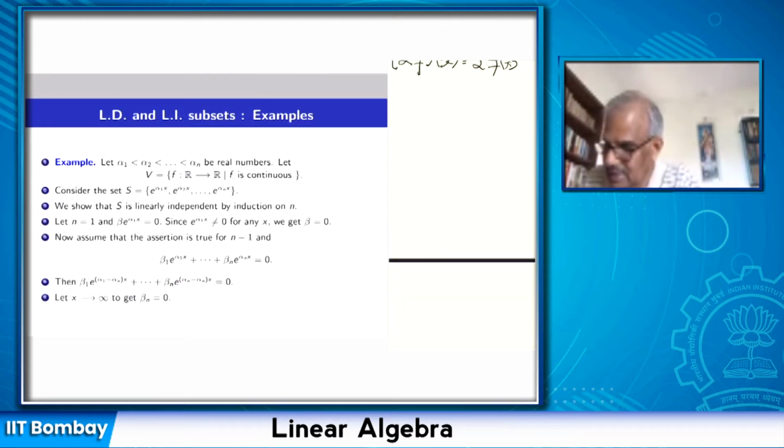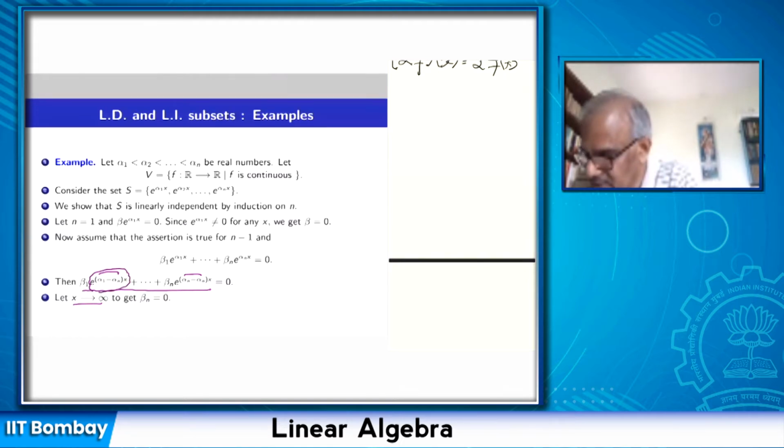But now I can let x approach infinity. This is a continuous function of x which produces the zero function. So if I take x approaching infinity on both sides, I should get the zero function. When x approaches infinity, each exponent is a negative real number times x, so those terms go to zero. So in this relation, I will get only beta n. The limit of the left hand side function is just beta n. The limit of the right hand side is 0, and therefore beta n is 0. So I can put beta n equal to 0 here.